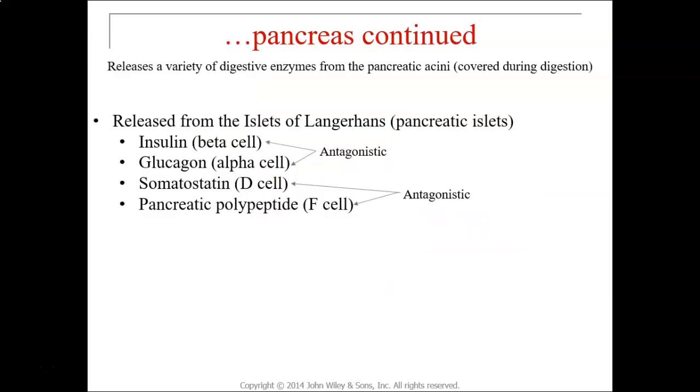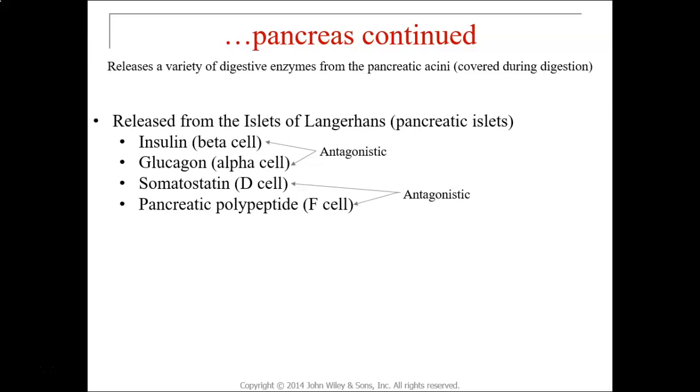So one of the things to keep in mind is that the pancreas plays a dual role. It has a huge role in digestion, as well as a role in regulating endocrine function. The digestive enzymes, we are going to cover in digestion. So amylase, lipase, and something called trypsin. Those are all digestive enzymes, and we will talk about those during digestion.